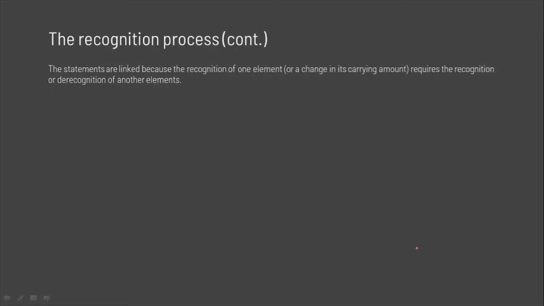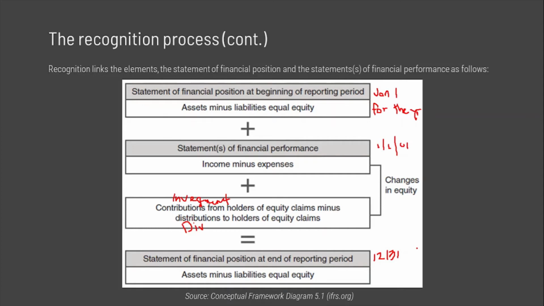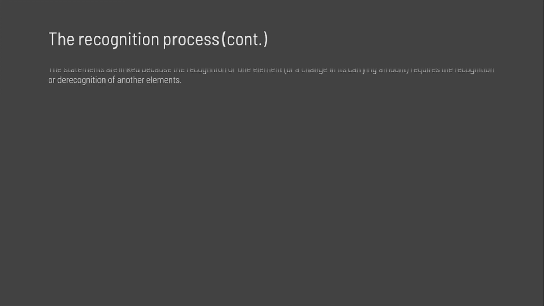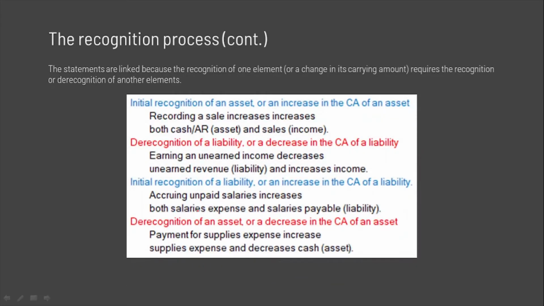So the statements are linked because the recognition, here, I'm flashing back again the table. These three are linked because the recognition of one element or a change in its carrying amount requires the recognition of another element. So first example, you have a recognition of income resulting in an increase in asset. So there is recognition of initial recognition of an asset or increase in the carrying amount of an asset.